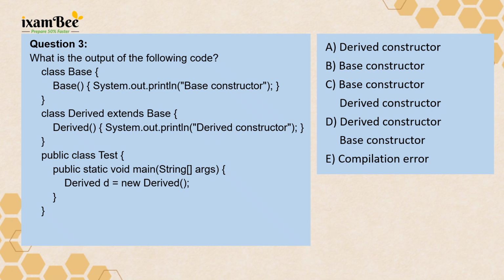In this question, you have to predict the output of the following code. You have a class Base with a Base constructor and the class Derived is extending the Base class. The Derived constructor also is implemented in class Derived. In the main method, you are creating a Derived object and calling the constructor of Derived. You have to tell what would be the output.